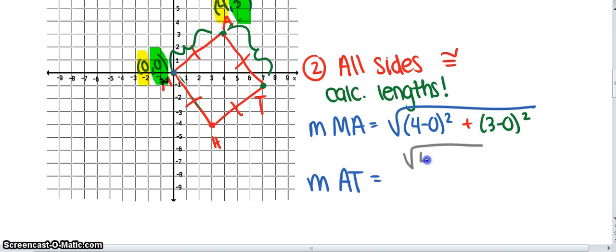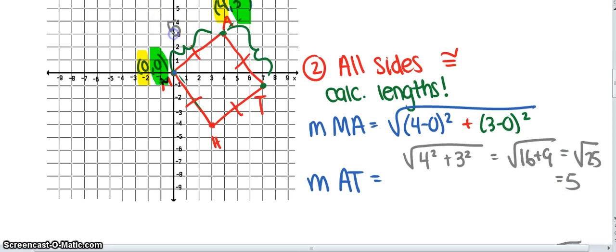So 4 minus 0 is 4. So you're going to do 4 squared. 3 minus 0 is 3, plus 3 squared, which is just 16 plus 9, which is 25. And the square root of 25 is 5. So this length is 5. In order for this to be a square, all sides have to be 5. So I'm going to have you go ahead and calculate the measure of AT on your own using the distance formula and see if it's also 5. We could do all 4 sides, but it's just tedious, so if you just do AT, we'll move on. Again, pause the video and do that on your own.